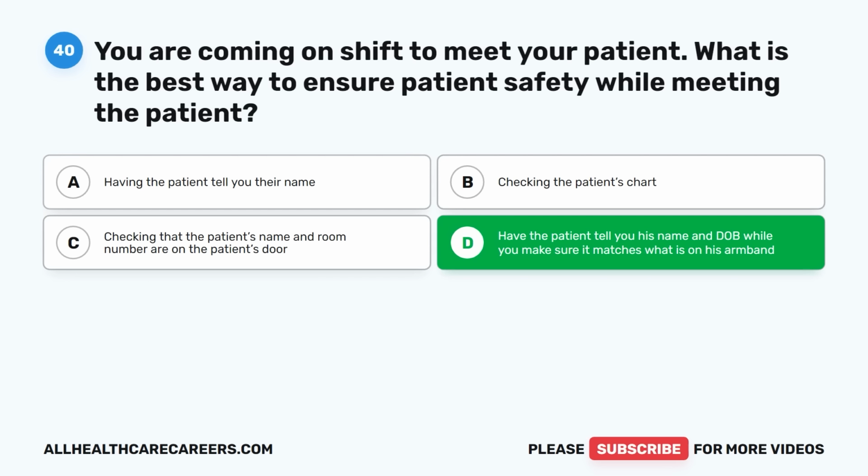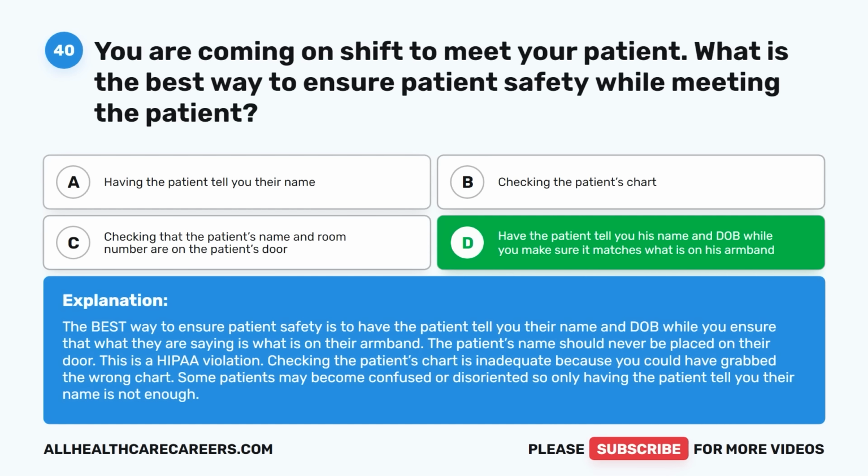Have the patient tell you his name and DOB while you make sure it matches what is on his armband. The best way to ensure patient safety is to have the patient tell you their name and DOB while you ensure that what they are saying is what is on their armband. The patient's name should never be placed on their door. This is a HIPAA violation. Checking the patient's chart is inadequate because you could have grabbed the wrong chart. Some patients may become confused or disoriented, so only having the patient tell you their name is not enough.